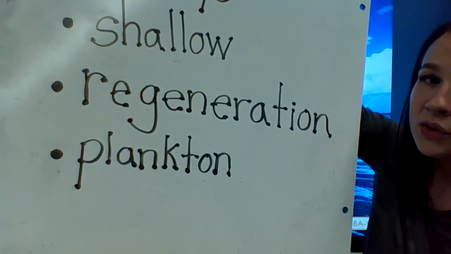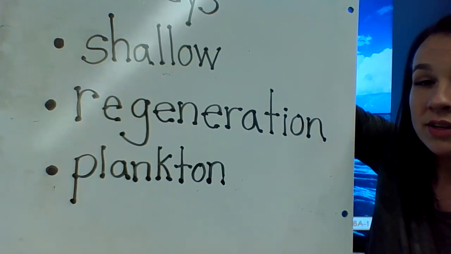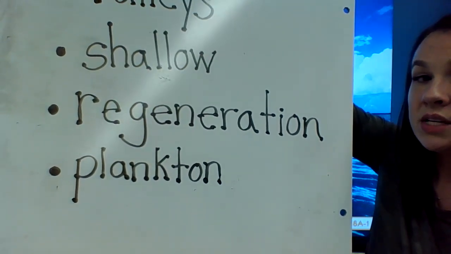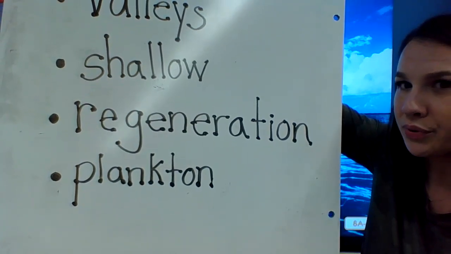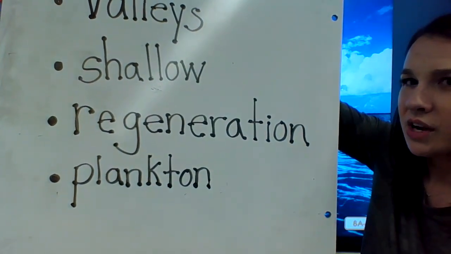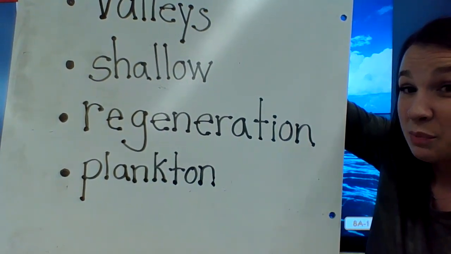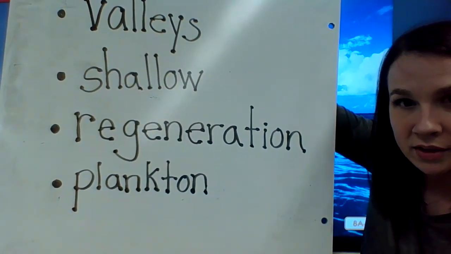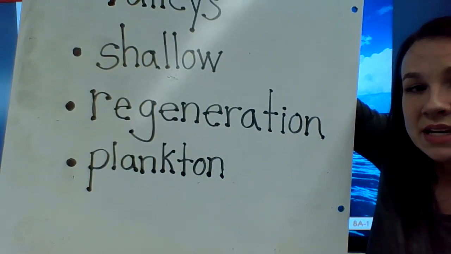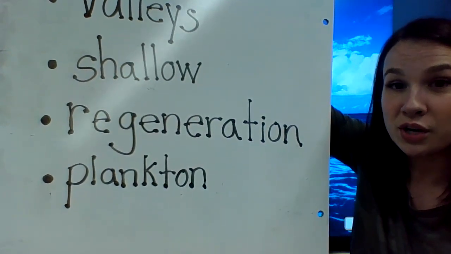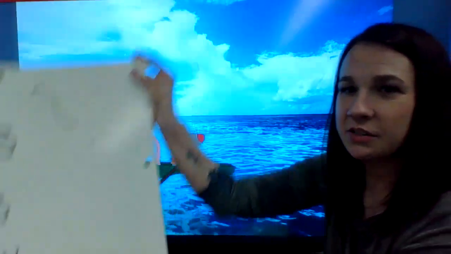And then this word that starts with an R, regeneration. Can you say that with me? Regeneration. It is a very big word for us first graders, and it's a pretty cool word. Regeneration means that if an animal is missing a certain body part, they can grow it back. Isn't that so cool? And then the last word is plankton, and plankton is a tiny sea creature. Whales love to eat plankton. So let's get started.